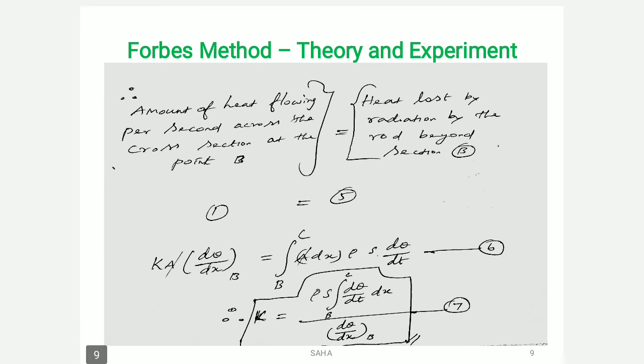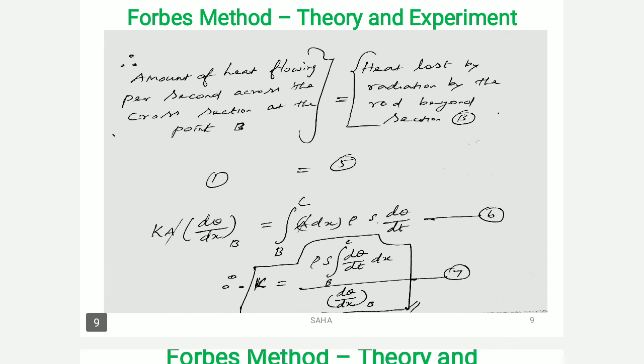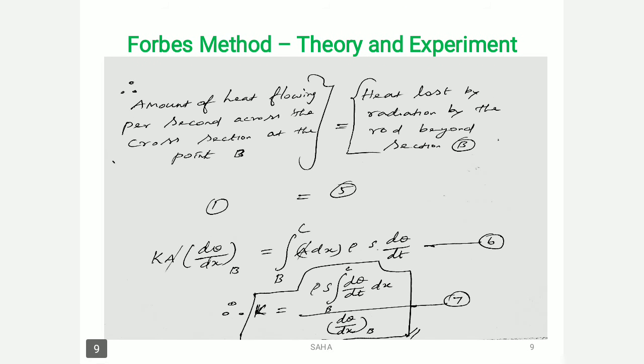So equation number 1, K A d theta by dx, is equal to the integral from B to C of A dx rho S d theta by dt. A is common on both sides, so we can cancel it. Then we can find the K value: K is equal to rho S times the integral from B to C of d theta by dt into dx, and the left side value comes to the right side, below, as d theta by dx at B. That is equation number 7.